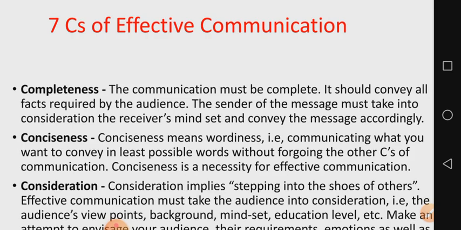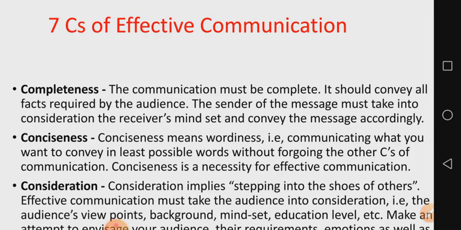Okay, keeping all the facts in mind, let's go with the definition. The communication must be complete. It should convey all facts required by the audience. So any half message will not go well. If you send something without facts, then it again will not go well. The sender of the message must take into consideration the receiver's mindset and convey the message accordingly. So you should make your message complete.